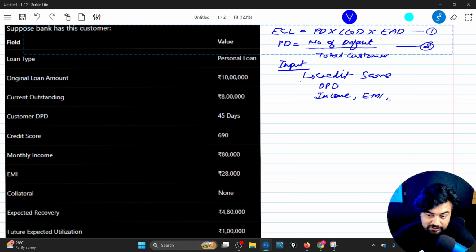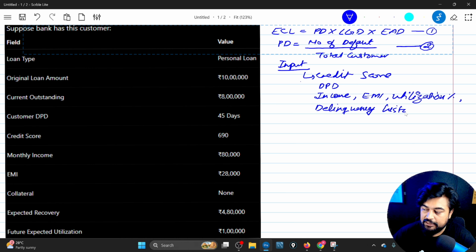Okay, so again, this is financial data. Then we check the utilization percentage of the customer, like how much loan he has taken and what the utilization percentage is out of that loan. Then we check the delinquency history, like in the past, if the customer has been delinquent in any other product, let's say he took a credit card but was not paying the amount on time. So we check that.